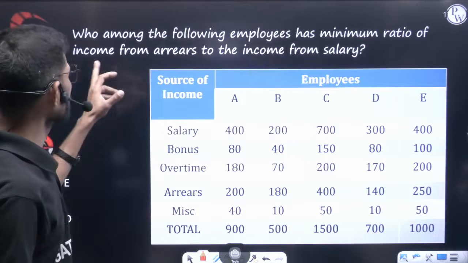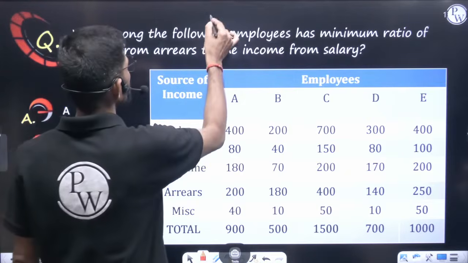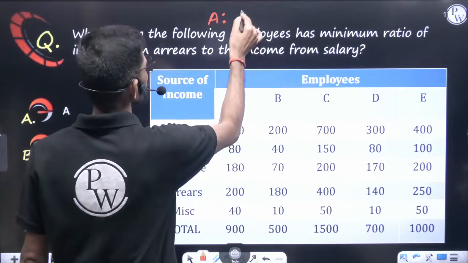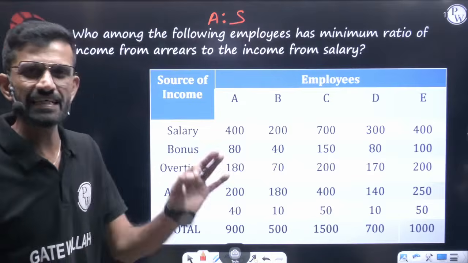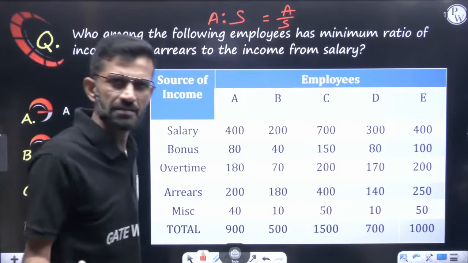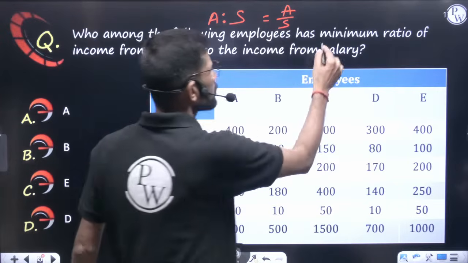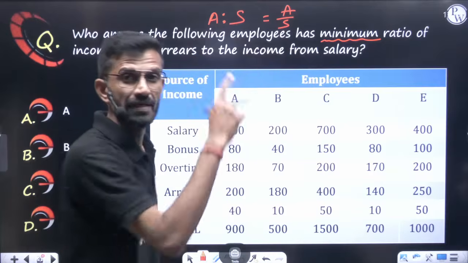Minimum ratio of the income from arrears to the income from salary. So we have to find the ratio of arrear to salary, which you can even call arrear by salary. That's it. We have to find which is coming the minimum. They are now talking about the minimum, not the maximum, minimum.